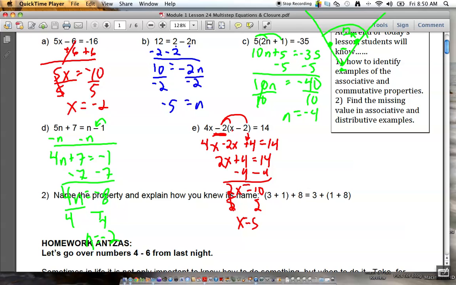Right here. All right, go ahead. You get -5. Wouldn't it be positive? It is positive 5. It's just x equals... Oh, my bad. Oh, okay, yes.